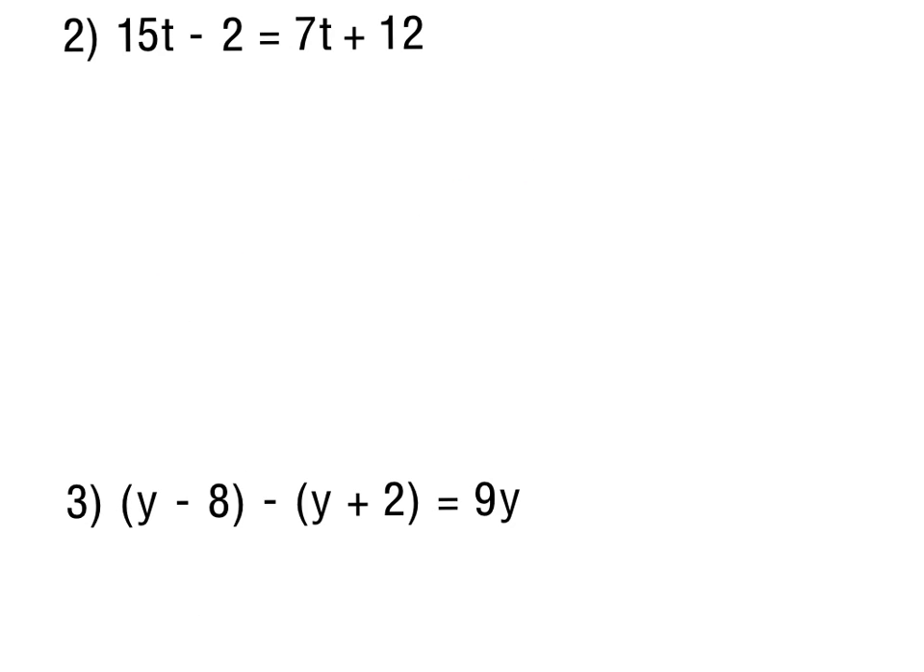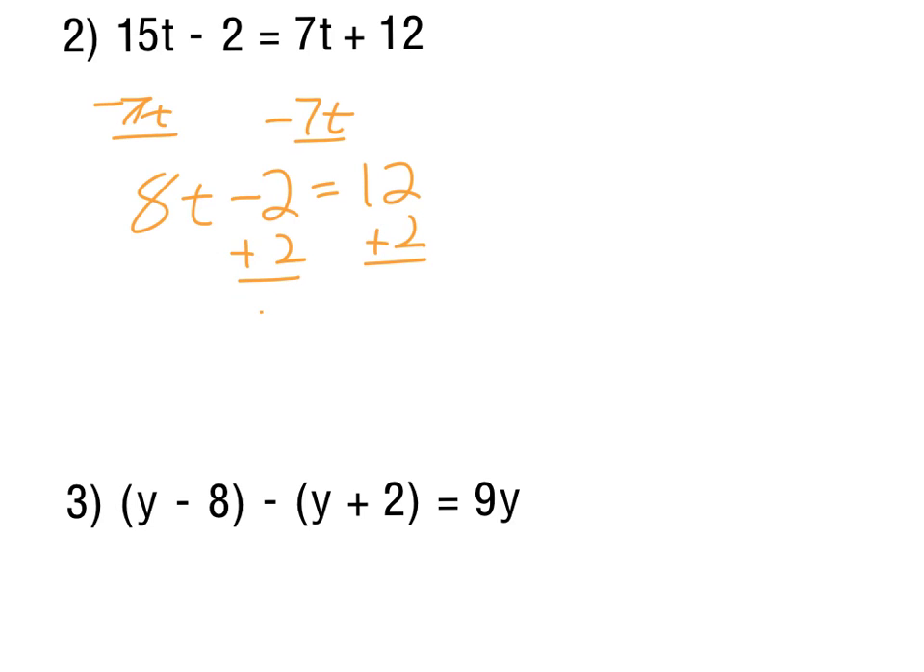Looking at number 2, we do have variables on both sides. And so for me, I would choose to take care of the variable first. And if it's up to me, I will always have that variable be positive. So I would subtract the 7t from both sides. And from there, deal with what we have left. So I end up with 8t minus 2 equals 12. Add the 2 to both sides then, so at that point there's only the one good choice of what to do. 8t equals 14, and divide by 8.